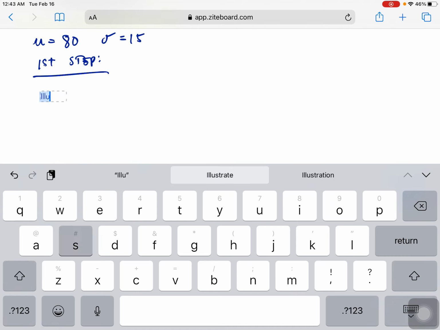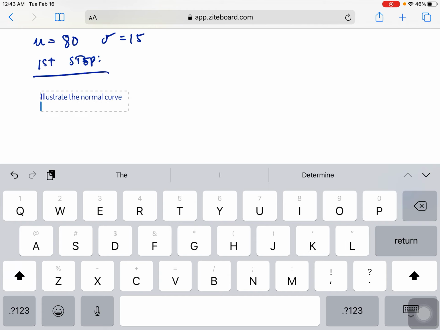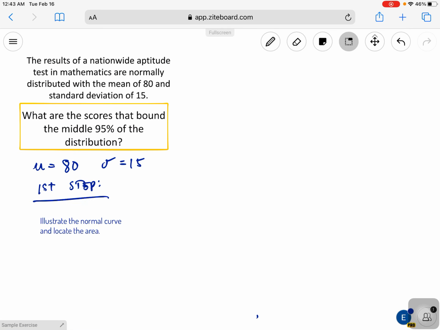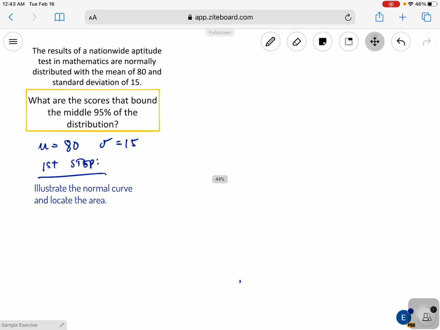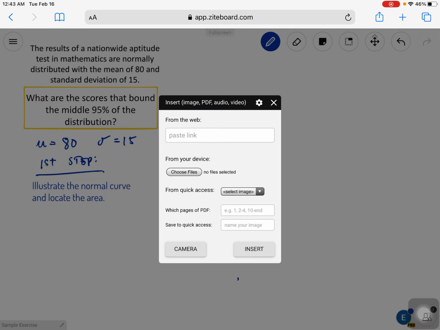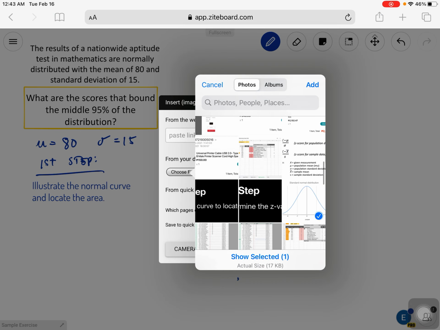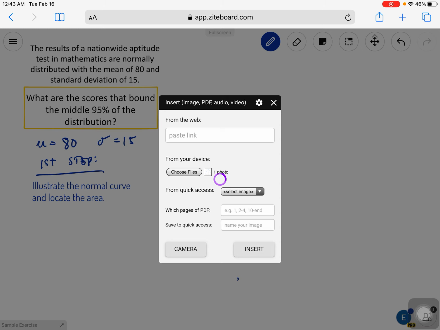Illustrate the normal curve and locate or determine the area. Let's make some adjustments here, and we're going to insert an image of a normal curve.